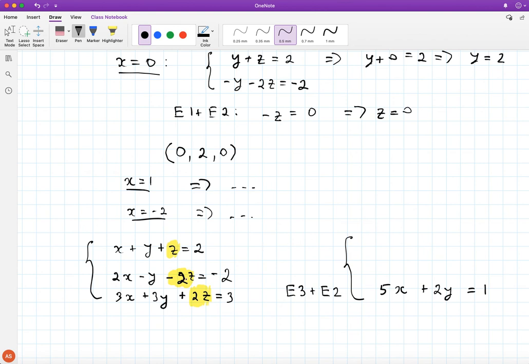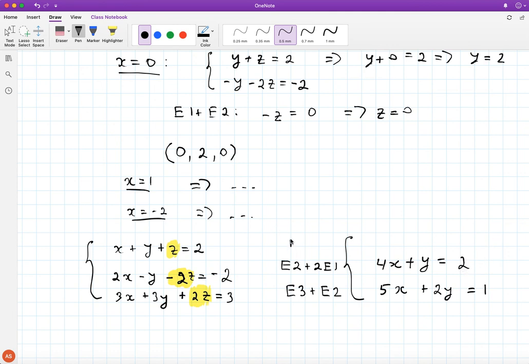To eliminate the z variable in the second equation, we can add to the second equation the first equation multiplied by 2. E2 plus 2E1. And that gives us 4x plus y equals 2.